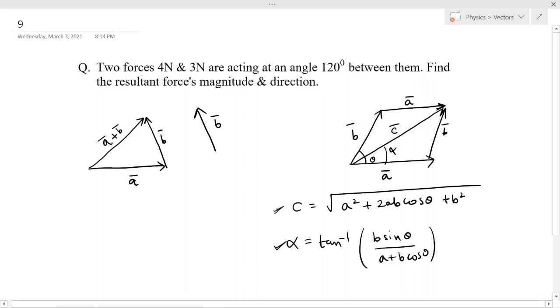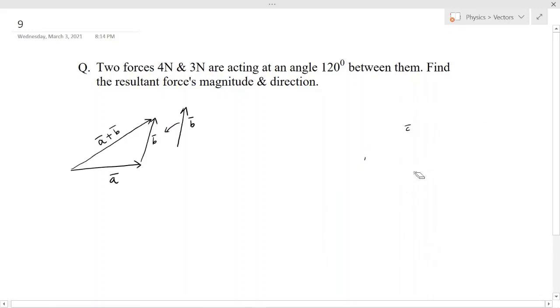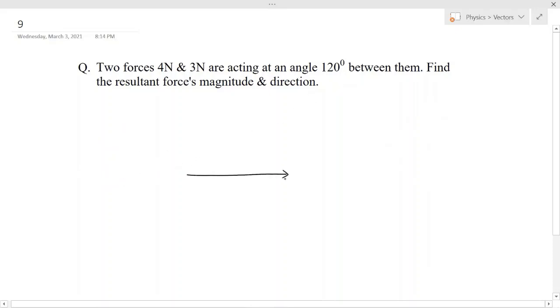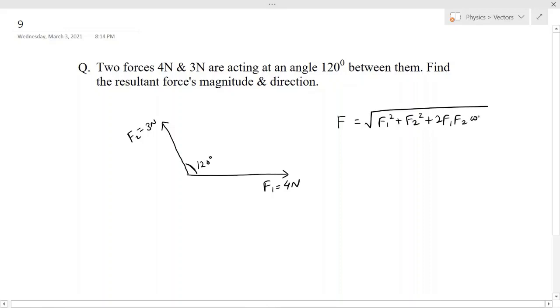Now let's talk about this question in detail. The problem states that there are two forces, 4 Newton and 3 Newton, and they are acting at an angle of 120 degree between them. So let's say this is the 4 Newton force and this is the 3 Newton force. So the angle between these two vectors or forces is 120 degree. So this is the force F1, suppose, and this is the force F2. So the resultant vector's magnitude will be given by, let's say the resultant force is F, so it is square root of F1 square plus F2 square plus 2F1 F2 cos theta.